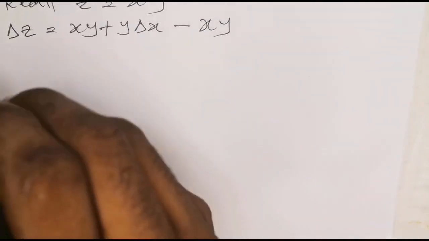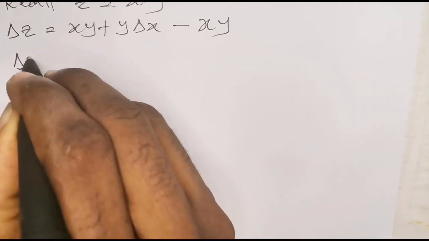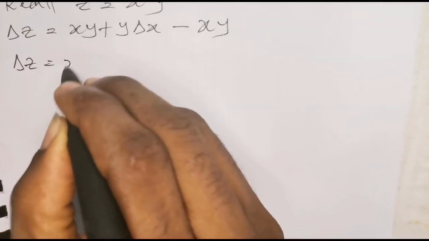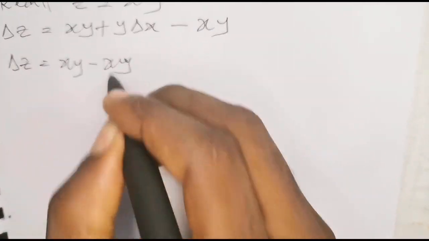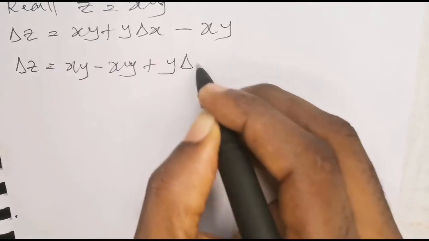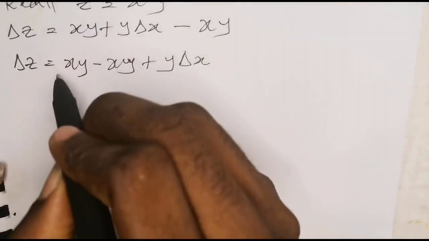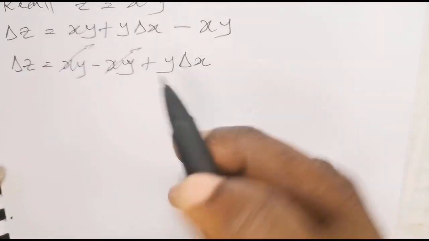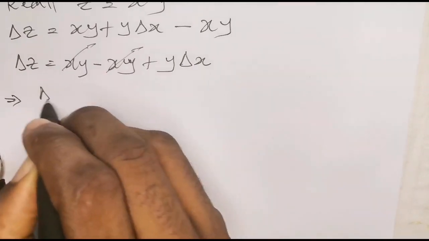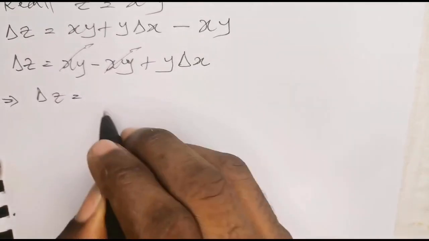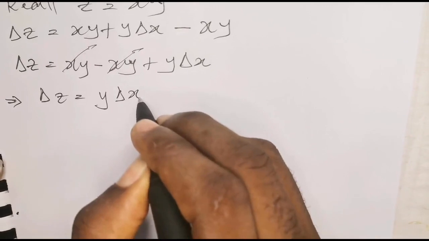Now, let's rearrange this equation a little bit. We simply have change in z to be equal to xy, now bring minus xy closer, minus xy plus y change in x. So observe that xy cancels xy because you have xy minus xy, that's off. So this simply implies that change in z becomes, now I'm left with y change in x.